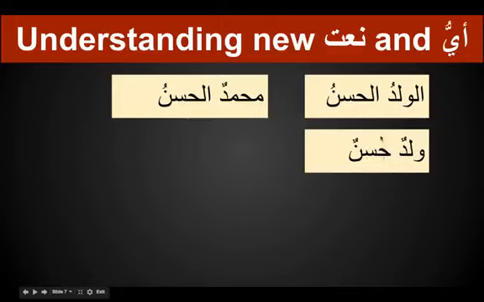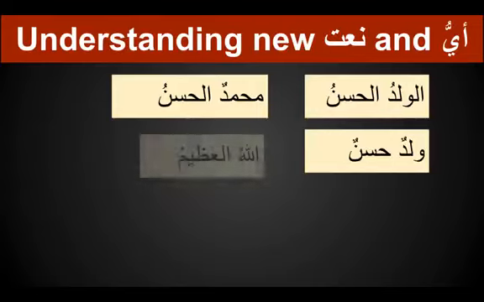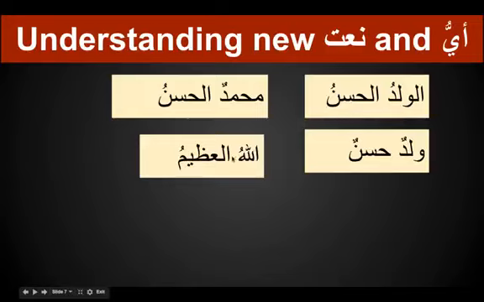If we have to make a full sentence, the Mubtada has to be definite, so it will be Al-Waladu, and Khabar has to be indefinite, so it will be Hasanun. Al-Waladu Hasanun means the boy is good. This is how we have to understand each vowel sign and their characteristics, inshallah. If we say Allahu Al-Azimu, the word Allah is definite, and Al-Azimu, the mighty, is definite. It matches in all aspects: Marfu, definite, type and gender.